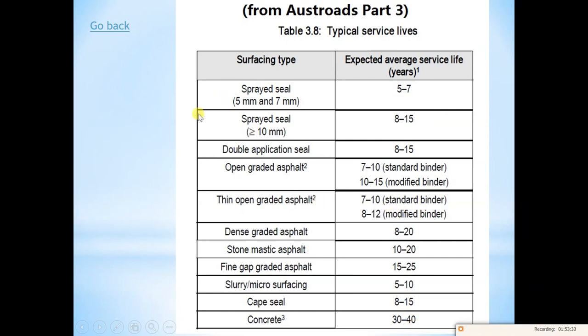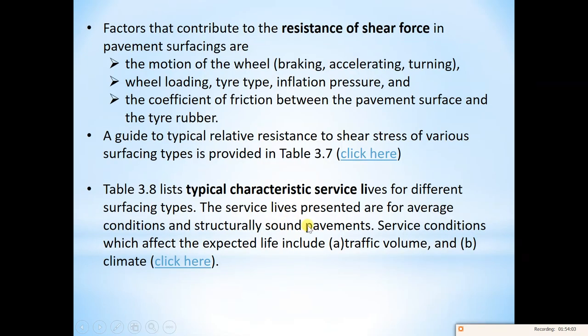So in terms of the service life, the best one is the fine gap graded asphalt for light traffic. But for heavy traffic, these two, the stone mastic asphalt and the dense graded asphalt, are performing quite well. The gap graded life is not as long as the others. Okay, so that's the end of this wearing course technology. So we have done everything.